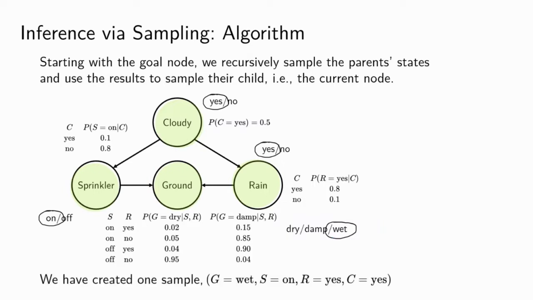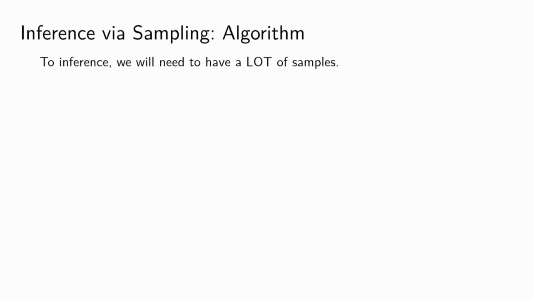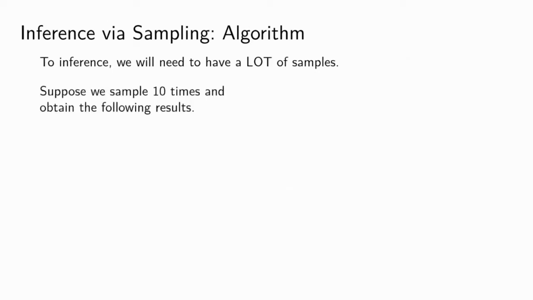So what have I just done here? We have created one sample at this point, right? The sample was ground equals wet, sprinkler is on, rainy is yes, and cloudy is yes. This is equivalent to doing one coin flip, right? All we've done is do one coin flip. Now we need to do this many, many, many times in order for us to have anything useful. So to infer, as I said, we'll need to have a lot of samples, right?